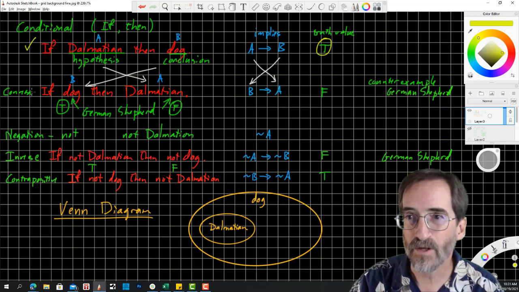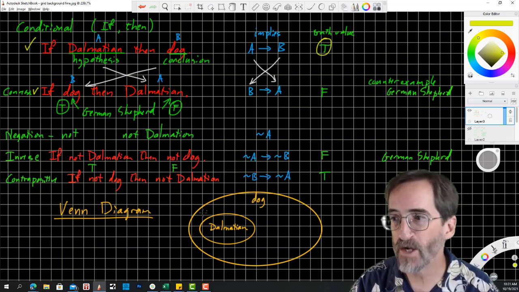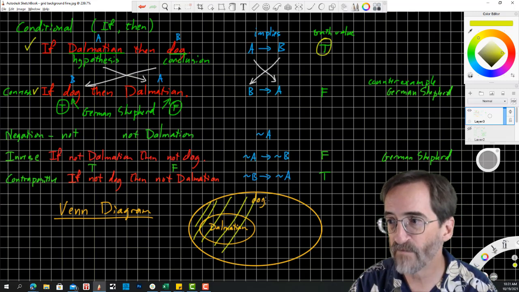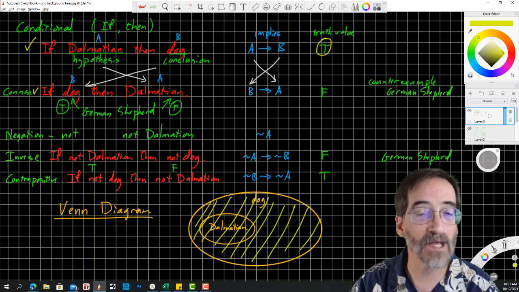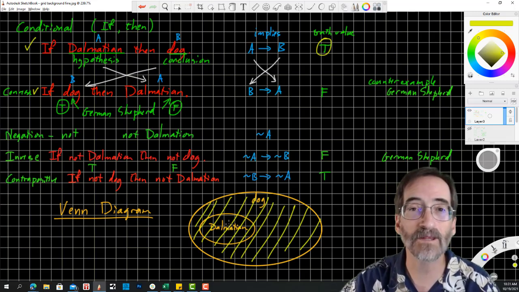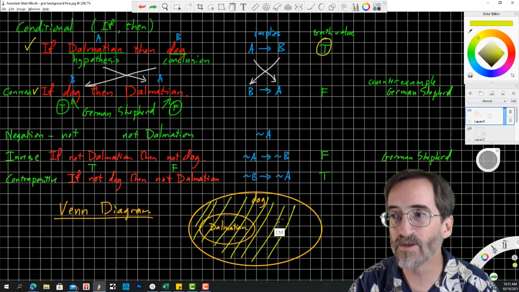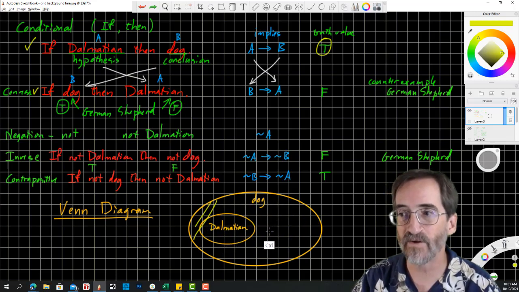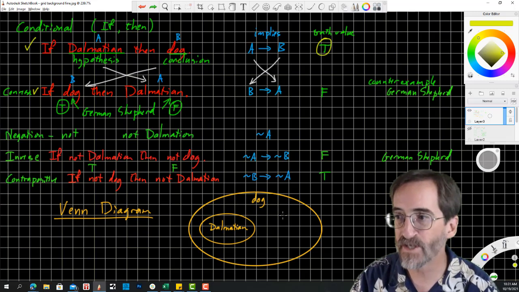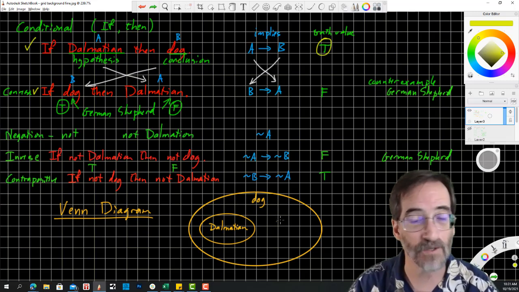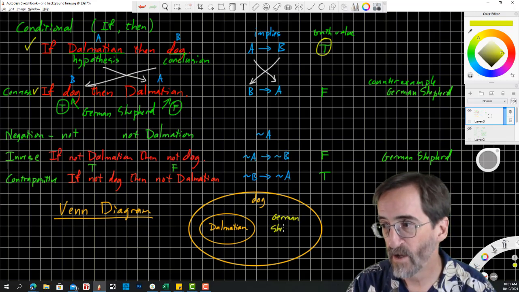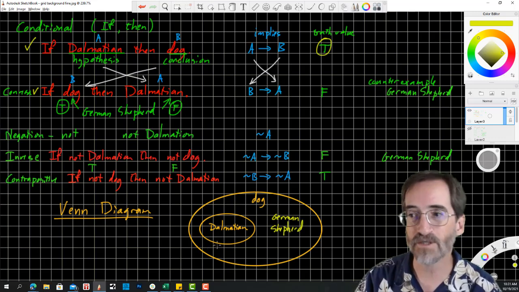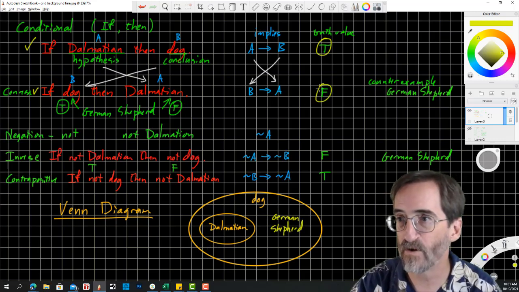Therefore, the Venn diagram verifies this is true. Okay? Look at the next statement. If a dog, then a Dalmatian. If I'm in the dog circle, am I necessarily in the Dalmatian circle? If I'm in the house, am I in the bathroom? Not necessarily. There's lots of places I could be. I could be in the living room. I could be in the kitchen. I could be in the set of German Shepherds, which is the counterexample I gave. A German Shepherd is in the dog circle, but it's not in the Dalmatian circle. Therefore, this is false.